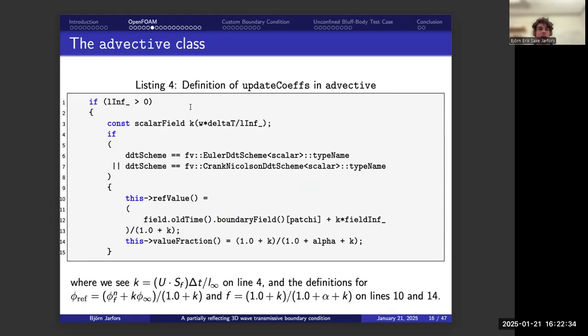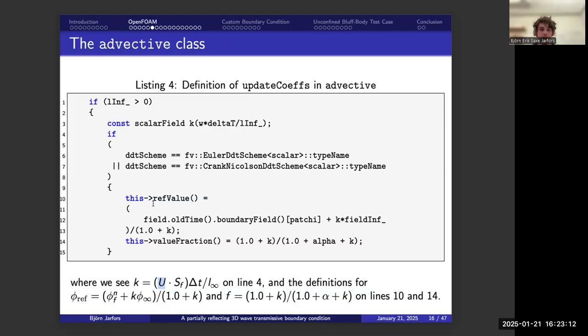And later we'll check first if we've set an L-inf, which basically checks if we're using the boundary condition or not, in a sense. And if we are, then it will define this K, which we talked about earlier, which in this case, since it's the advective one, is the velocity normal to the boundary multiplied by the time step divided by the preset distance to the far field.